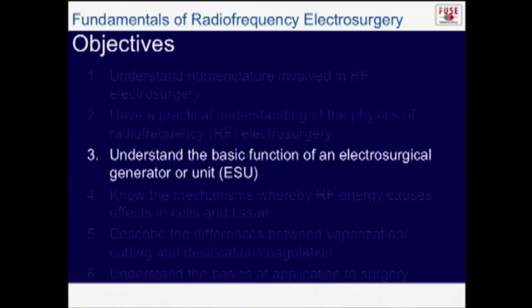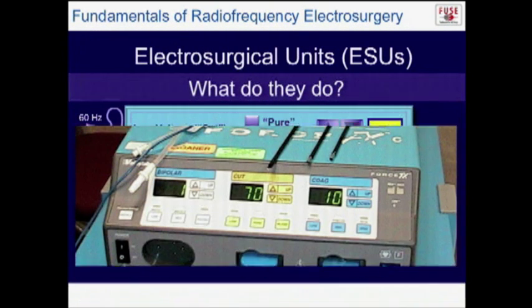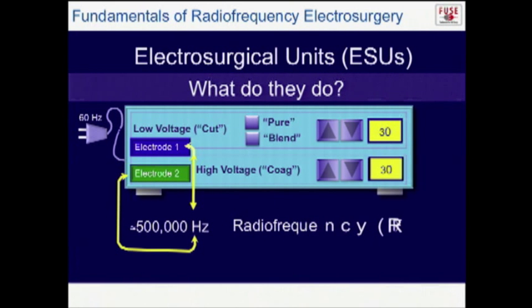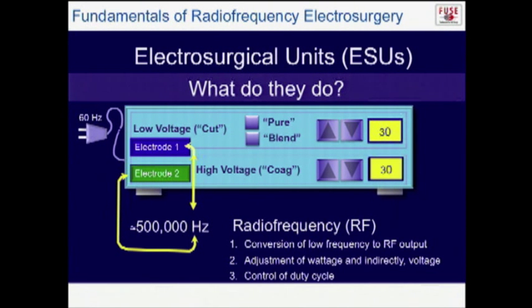So what does an electrosurgical generator do? Here's one. What's it do? Well, it takes the current that comes out of our wall. In North America, it's 60 hertz, 60 cycles per second, and it converts it into an alternating current output that's 500,000 times per second, 500,000 times. So that 500 kilohertz is really like the left side of your AM radio dial.